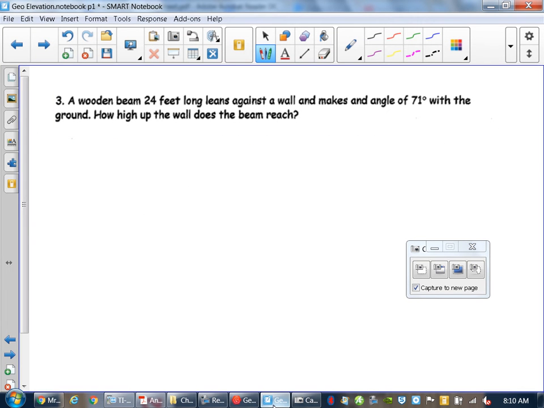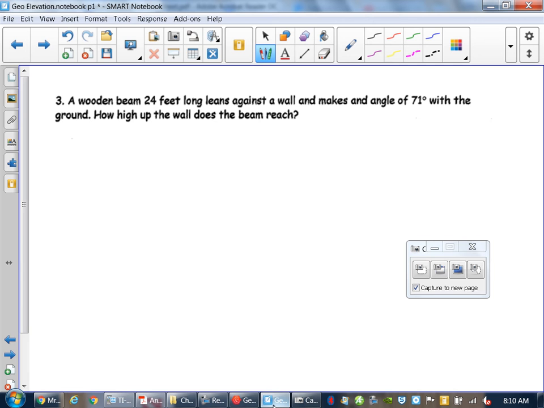This is the third one. And what happens here is that you need to be able to draw pictures and diagrams to be able to solve these style problems. So if I'm looking at this, it says a wooden beam is 24 feet long, leans against a wall, and makes an angle of 71 degrees with the ground. How high up the wall does the beam reach? Well, what would that look like?